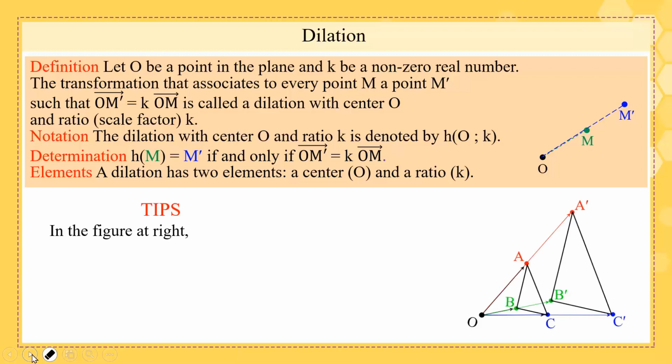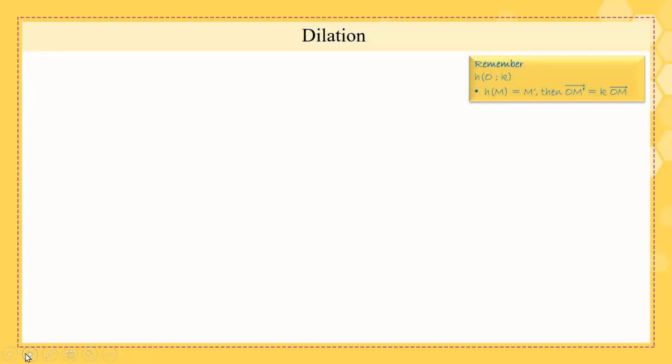As you see in the right figure, we have O, the center, a small triangle ABC, and a large triangle A prime B prime C prime. Here H of A equals A prime, H of B equals B prime, H of C equals C prime. So A prime, B prime, C prime are the images of A, B, and C respectively by the dilation H. So the image of the triangle ABC by the dilation H is A prime B prime C prime. Now, before we start with the example, remember these ideas.